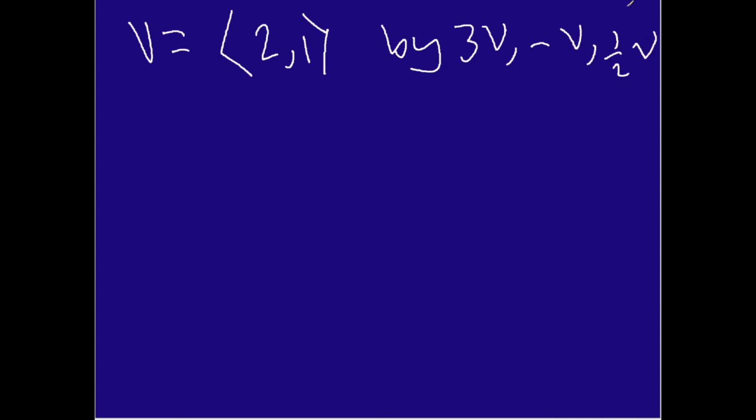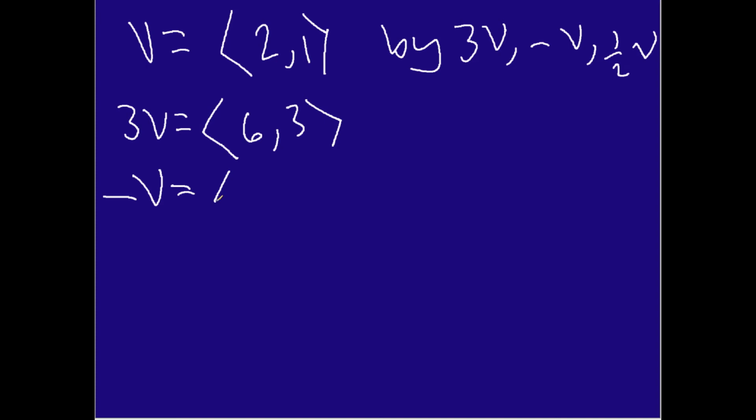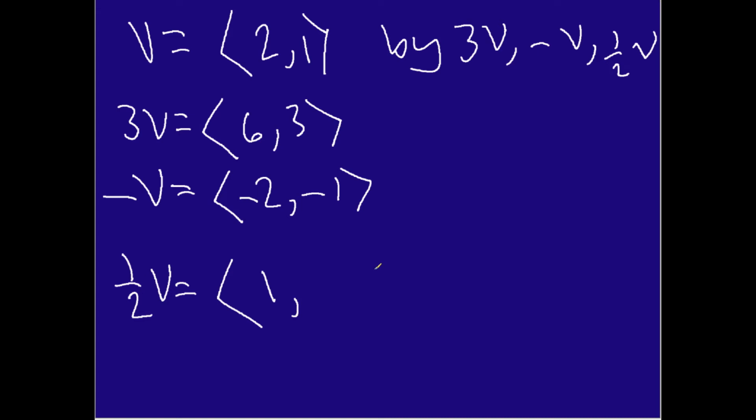So here we go. Let's do the first one, 3v. I don't think I have to go through all the steps. 3 times 2 is 6, and 3 times 1 is 3. Not a whole lot to talk about there. That's the answer for the first one. Now when we do minus v, this is the same as multiplying by -1, so this is going to be -2 and -1, like so. And for this last one, we multiply by 1/2 v. You can probably tell what's going to happen here. 2 times 1/2 is going to be 1, and then 1/2 times 1 is going to be 1/2. So these are our answers here.